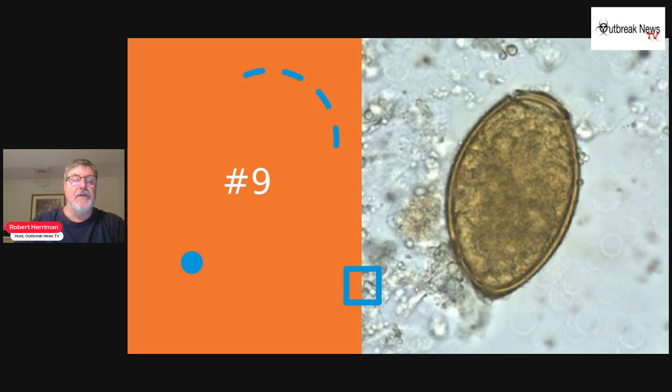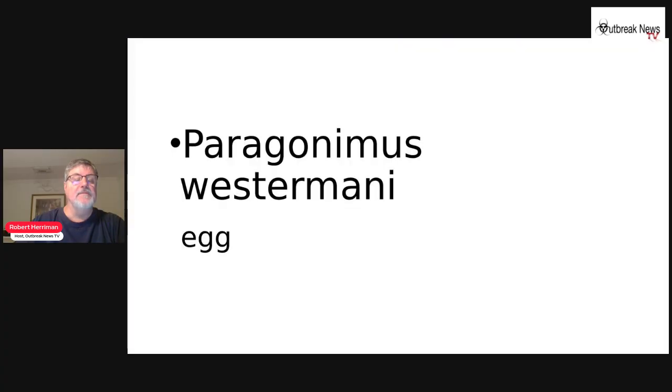The operculum is very, very noticeable. And it is Paragonimus westermani egg. Paragonimus westermani is also known as the Oriental lung fluke. And the egg can be found in stool, but it can also be found in sputum.